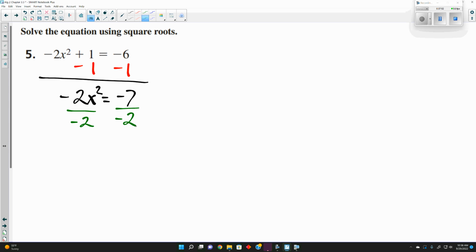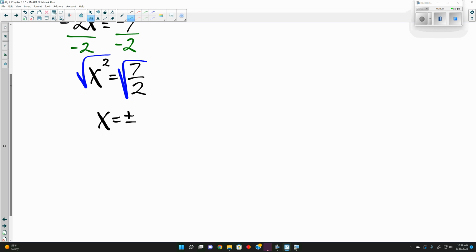Actually, first divide by negative 2, which will tell us that x squared is equal to 7/2. Then you square root. Any questions on this here before we do the next step? Because I know I went a little fast through that. Now we can square root both of these here. The square root of x squared is x, equal to plus or minus.